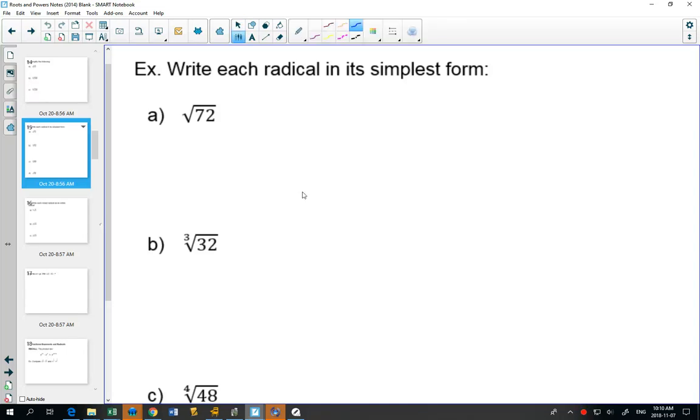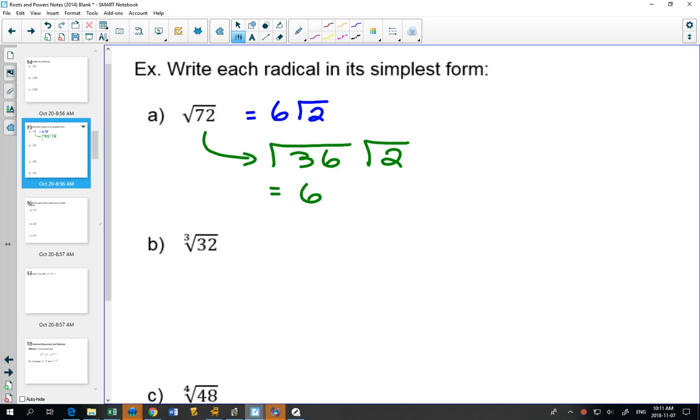All right, let's check how you did. For this one, the answer is 6 root 2 in simplified form. The simplest way to get to that would be to say the square root of 72 is the square root of 36 times the square root of 2, which is equal to 6 root 2. That would be the simplest way of getting to that answer.